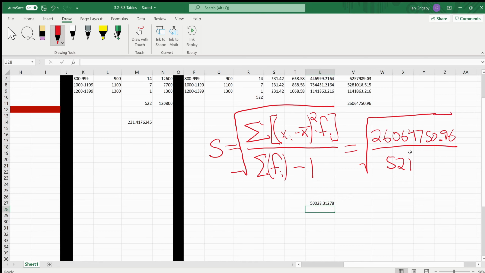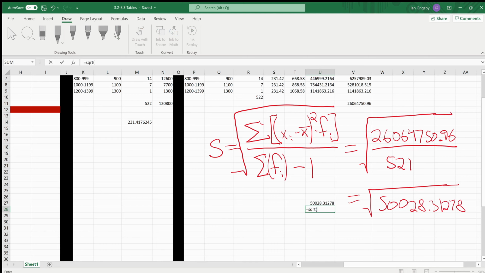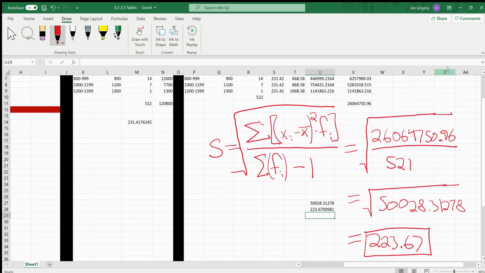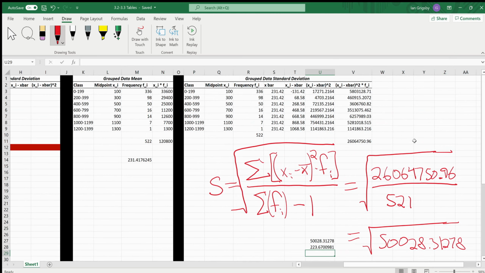That gives me that the inside of the square root is 50,028.31278, blah, blah, blah. Last step, square root it: equals SQRT, click on the number I care about, hit enter, and you say, okay, my standard deviation is going to be 223.67. And that right there is my final answer. So use these tables. That's the biggest thing I can say. Start from left to right and just calculate out each step.